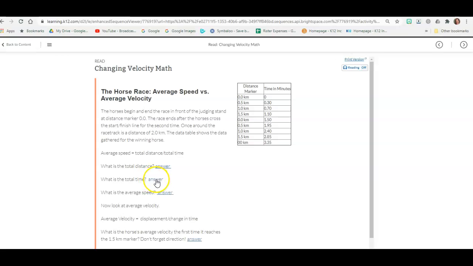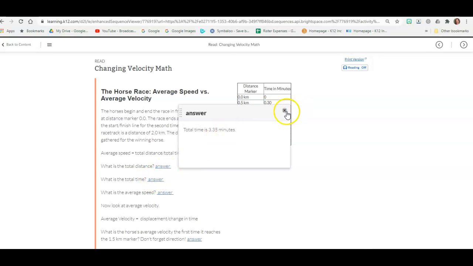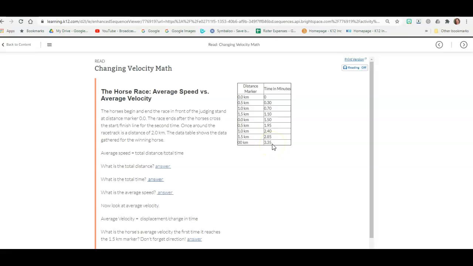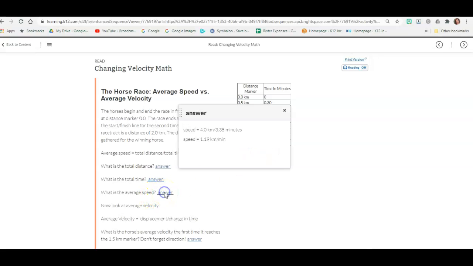And then what's the total time? We can see there at the end, total time, 3.35. So 3 minutes and 35 seconds. So what's the average speed? So we've got to take the total distance divided by total time, and that gives us this 1.19 kilometers per minute. That's how fast the horse was moving.